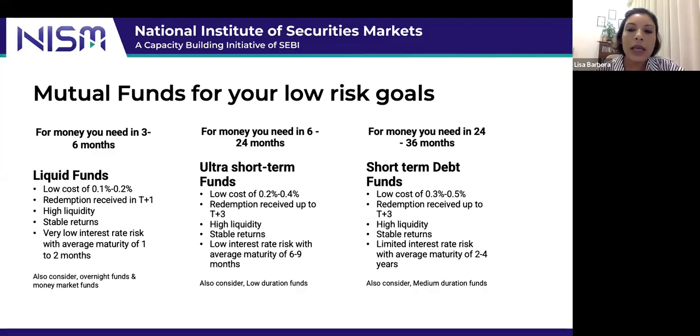And of course, if you have slightly more time, up to 3 years, then you can go with short term debt funds as well. Again, the only change here is that the average maturity of the portfolio, the maturity of the bonds in the portfolio, are slightly higher, 2 to 3 years. So you can plan it out accordingly.